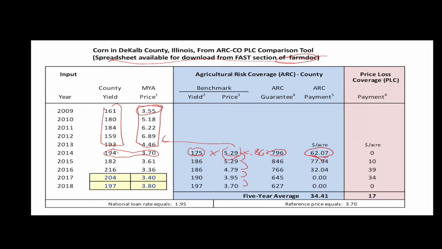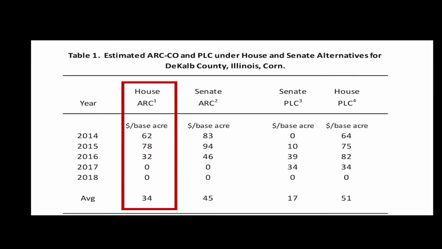That's the basics of ARC County, and that would be the House version. And as you can see here, for DeKalb County, we had a $62 payment in 2014, $78 in 2015, $32 in 2016, and it's highly likely that there's zeros in 2017 and 2018, average of $34 per acre. Base acre, by the way, so this is paid on a base acre basis.